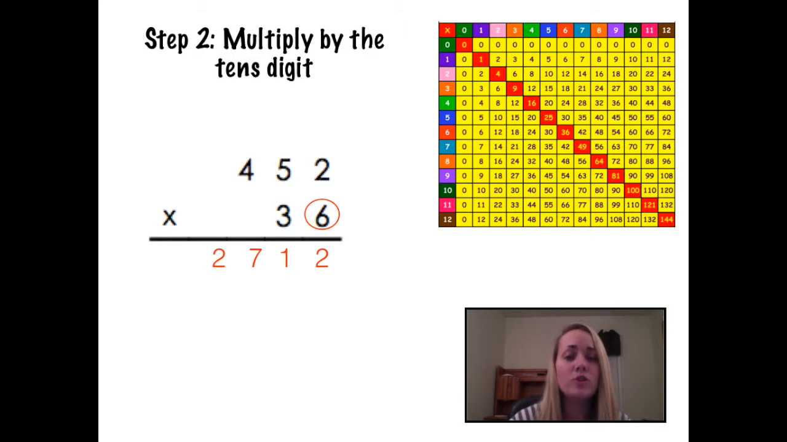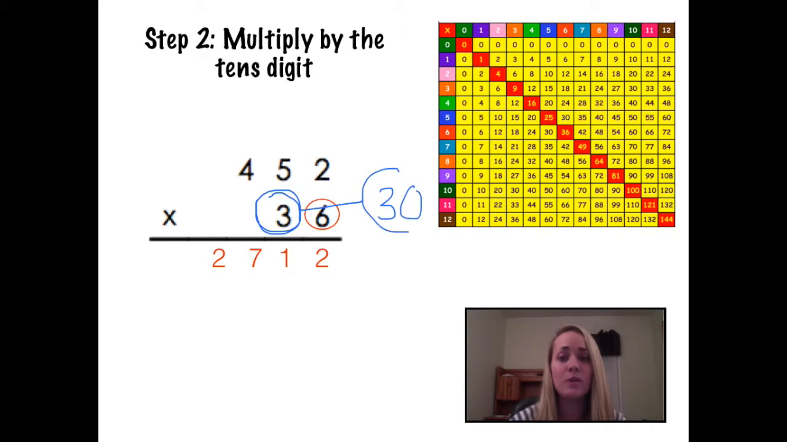Now we're going to move on to the next step because we still have that 3 now to worry about. So here's as far as we got in our problem. Our first line there, by multiplying by the 6, we got 2,712. Now, what's going to be our next step? Well, next here we're multiplying by the 3, which is in the tens place, which is just like a 30. So what we need to make sure, since we're multiplying by the tens, because it's like multiplying by 30, we need to put down the 0 here, which tells myself, okay, I'm ready to multiply by the 3 in the tens place.